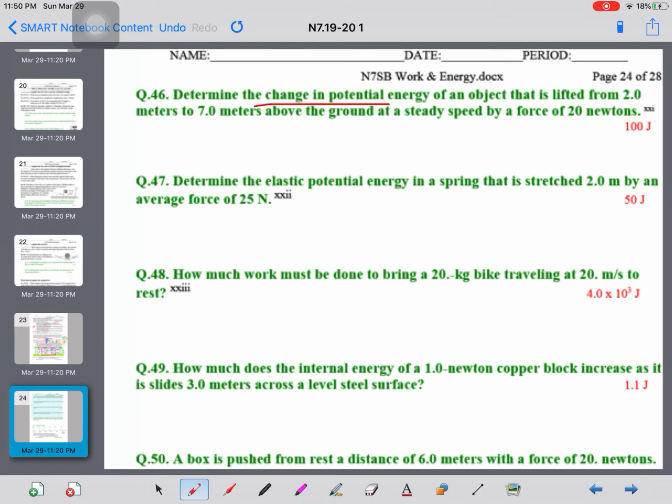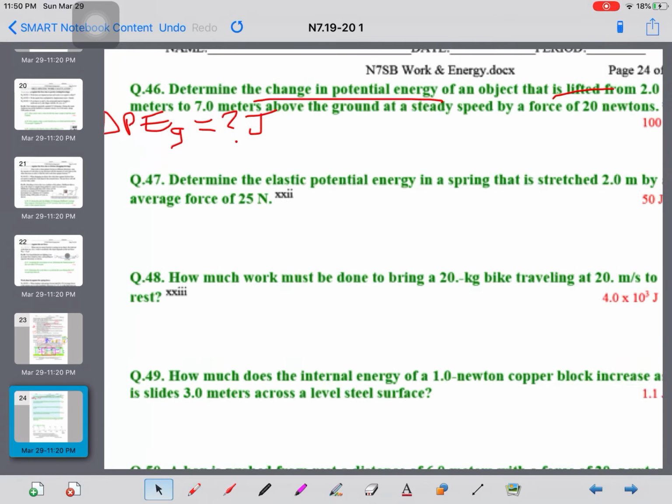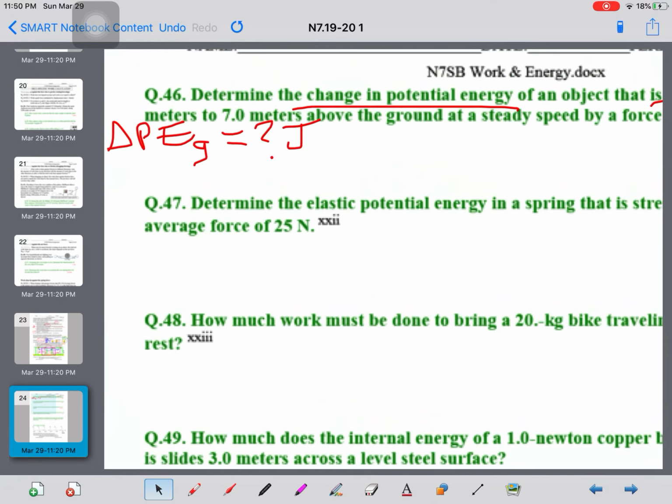All right, this one asks for the change in potential energy, something that's lifted. So they're talking about delta PE G. That's what they want to know. Now, honestly, it's not a bad idea for you to immediately zoom a little more, give us a little more room to write. Immediately write an equation for it.